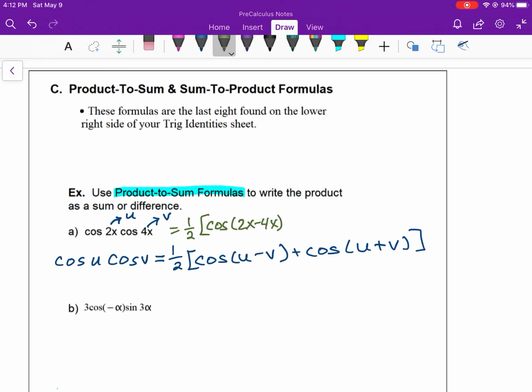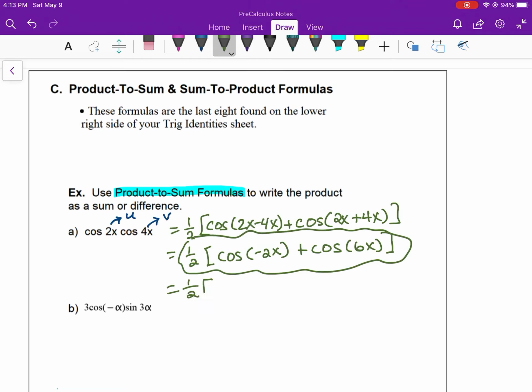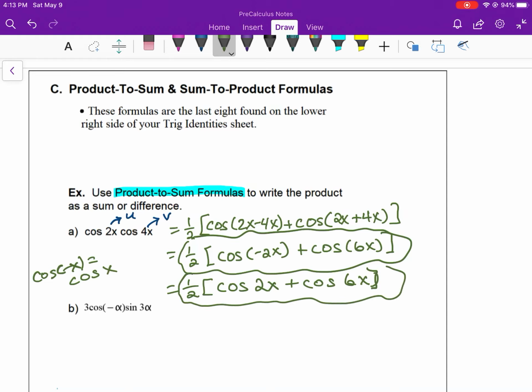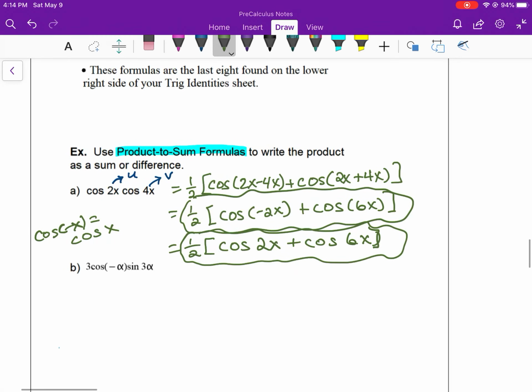Now, if you want, you can go to the cosine of negative u. That's the same as the cosine of u. So this answer is fine. If you want to simplify it further, this is the same answer. And the reason why, the cosine of negative x is the cosine of x because cosine is even. So this answer is also okay. What you cannot do is say that is 1/2 the cosine of 8x. You cannot add the angle measurements together.